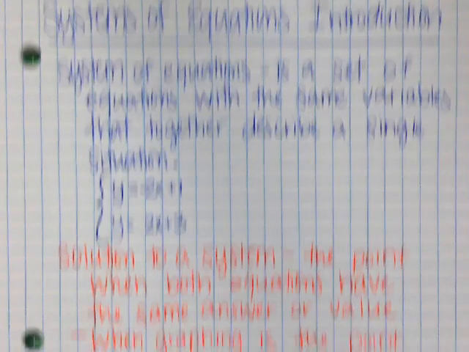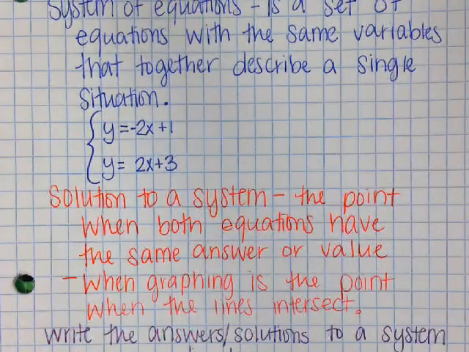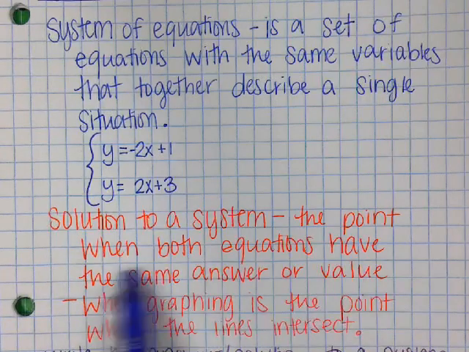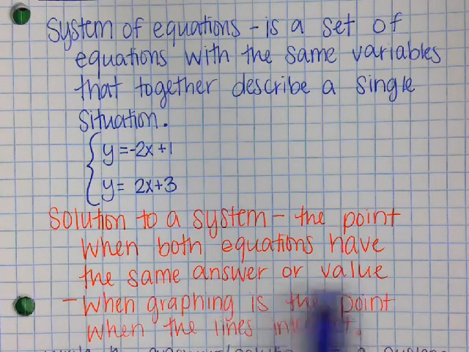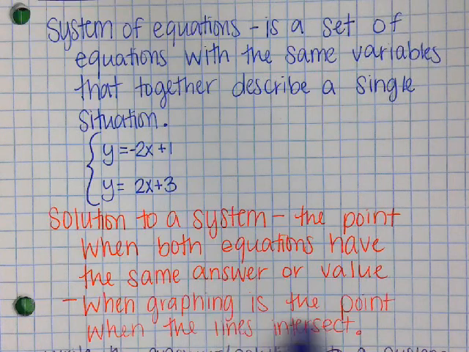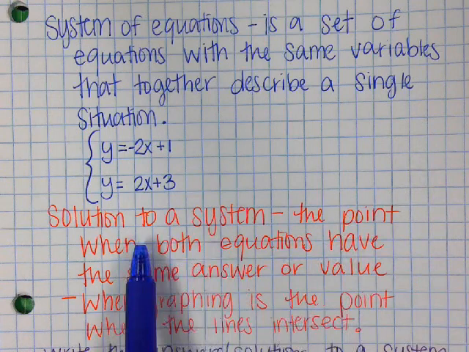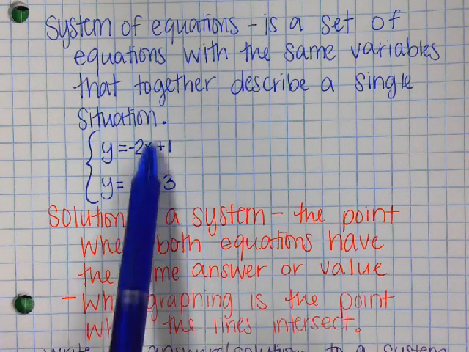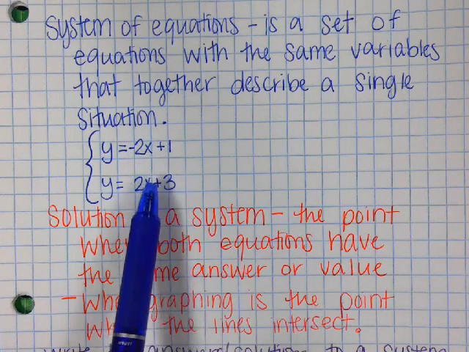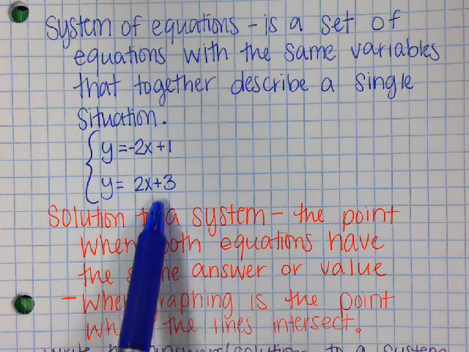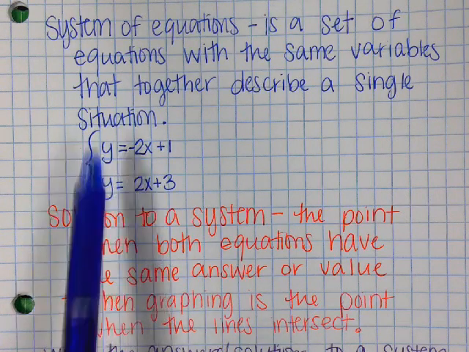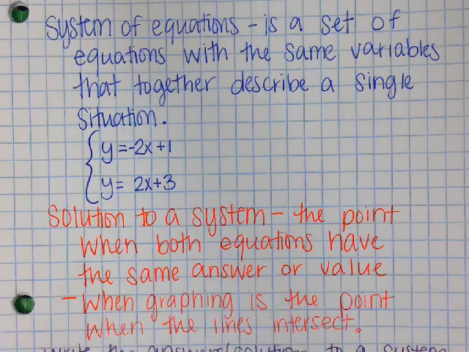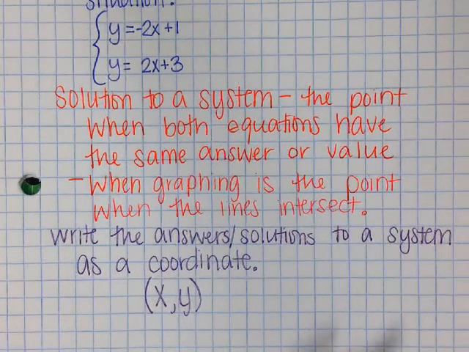Okay? A solution to a system is the point when both equations have the same answer or value. And when graphing, it is the point where the lines intersect. I'll show you what that means in just a minute. So it's when are these two equations equal? When you use the same x value, when do you get the same y value?